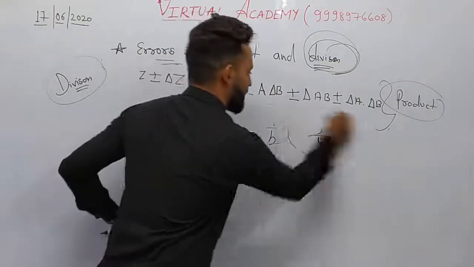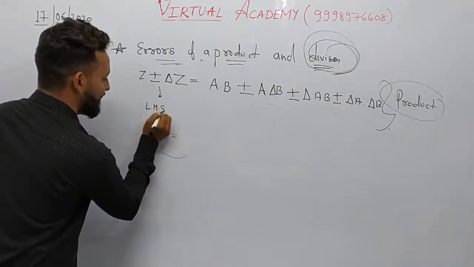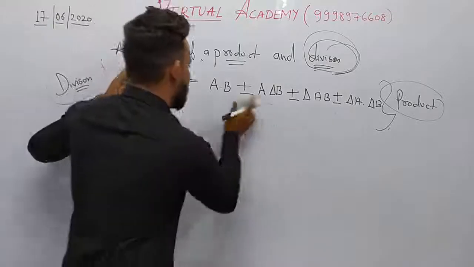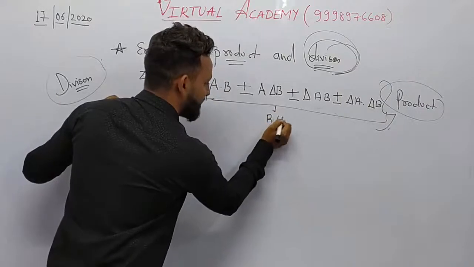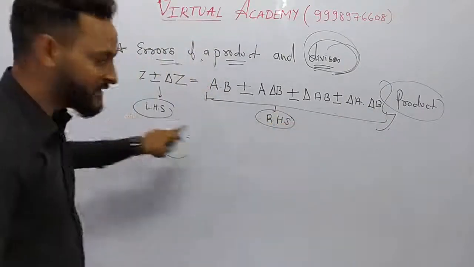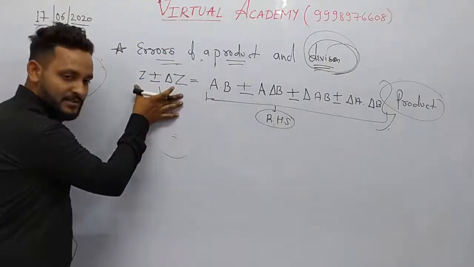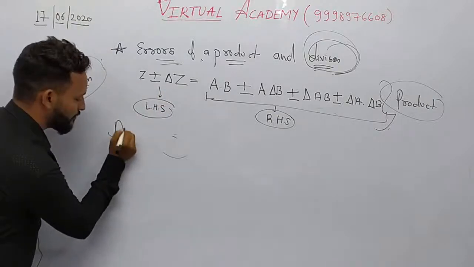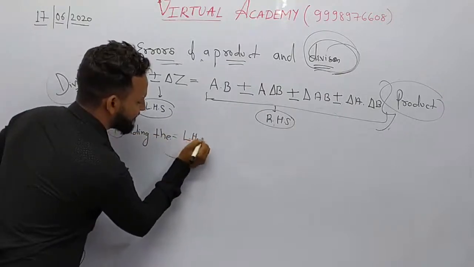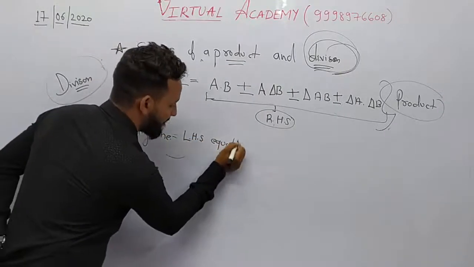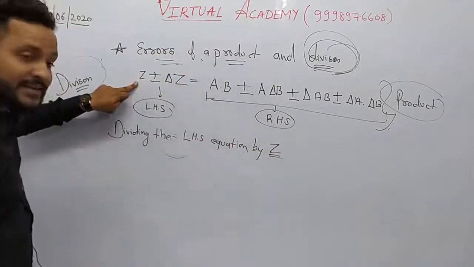these. So it is our left hand side, and it is our right hand side. Clear? Both sides, left hand side and the right hand side. Now we have to do just one thing. We have to divide the left hand side equation by capital Z. Clear? So what did we do? Divide by what? Capital Z.